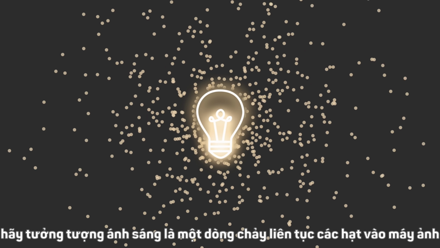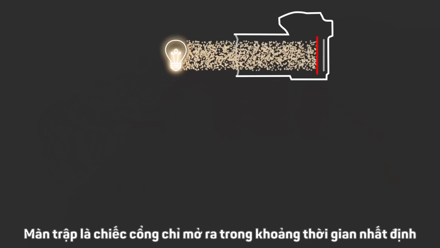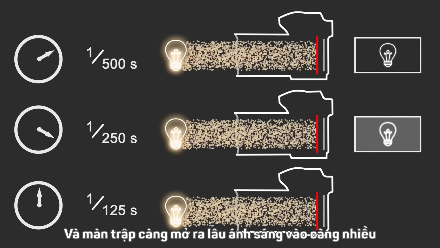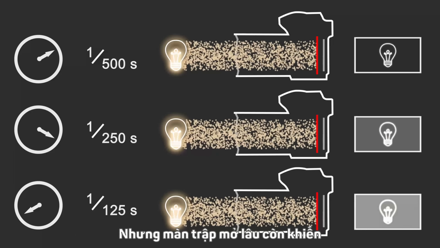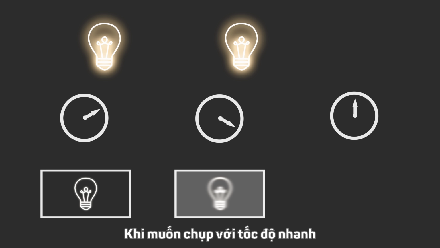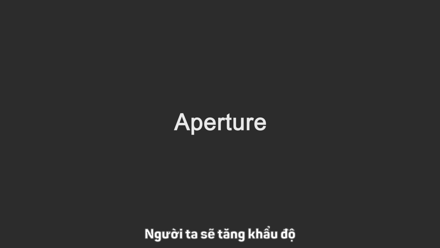Imagine light as a constant stream of particles directed at the camera. The shutter is like a gate that only opens for a certain amount of time. Shutter speed is measured in fractions of a second, and the longer the shutter stays open, the more light gets inside. But longer shutter speeds also increase the chance that any movement is going to be blurry in the final image. To still get sharp images, you need a fast shutter, but that way you also get less light into the camera. One way to compensate for the lack of light is to increase the aperture.